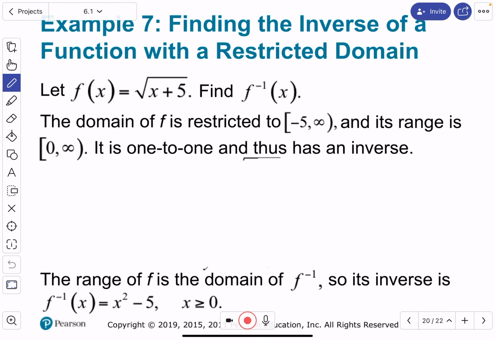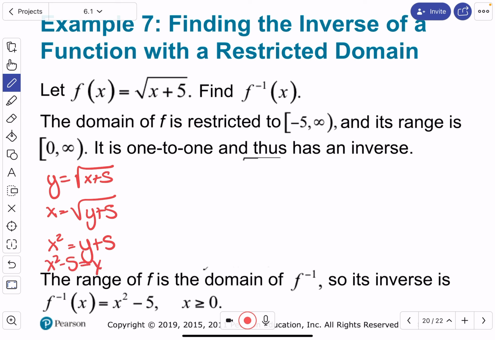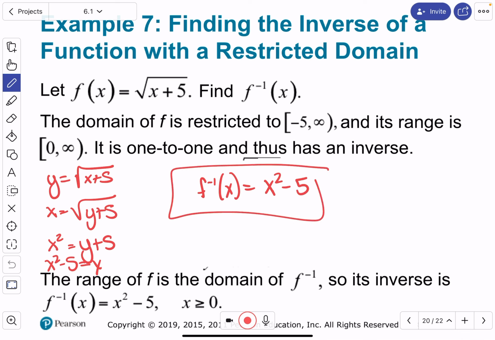All right, so let's do this one. Find the inverse, and then we'll talk about the domain and range. So we substitute the y. Then we switch our x and y. To undo a square root, we square both sides. Bring the 5 over, so we get x squared minus 5 equals y. If we substitute our inverse, it looks like this.